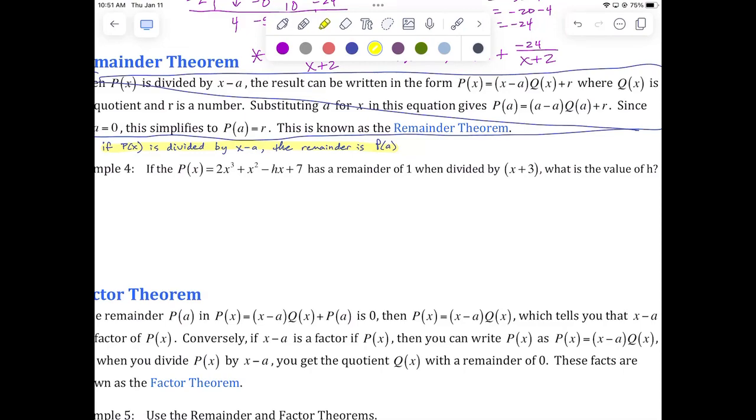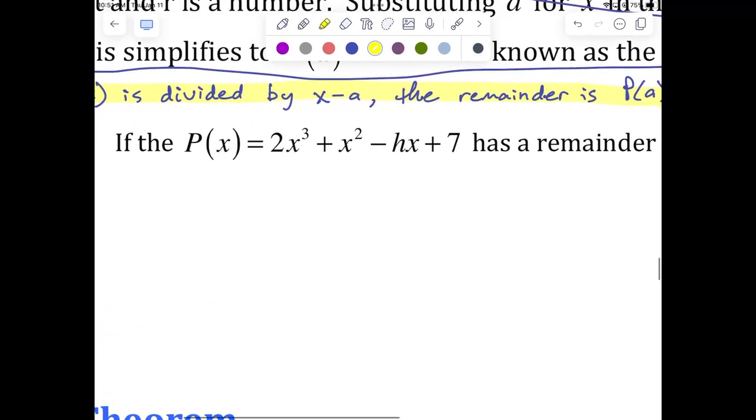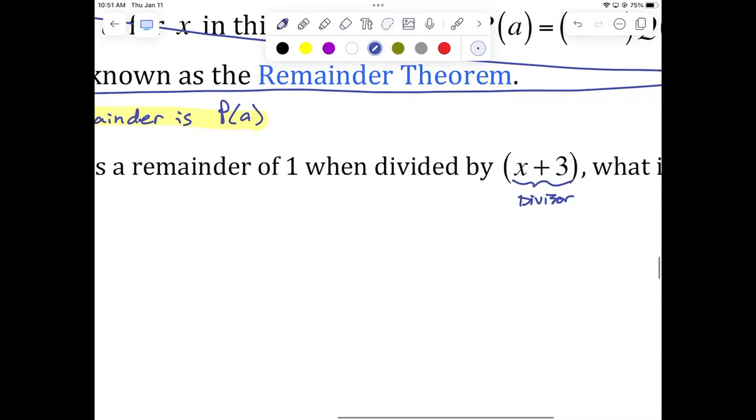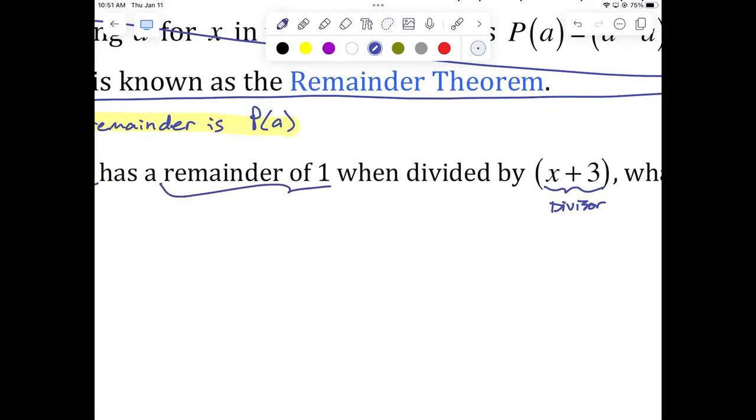If P of x is 2x cubed plus x squared minus hx plus 7, what is h? Ooh, we don't know. If that has a remainder of 1 when it's divided by x plus 3, what's the value of h? Oh, okay, we're trying to find h. So we're going to do the same process that we've been doing. This is our dividend right here, and the divisor is x plus 3. But now they're giving us the remainder. So we know the remainder is 1.